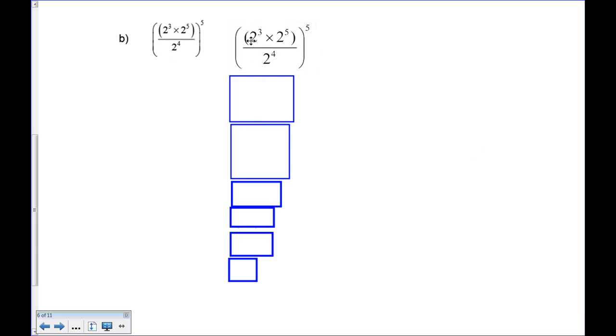So here's our question. My first job is 2 to the 3 times 2 to the 5. When you multiply powers that have the same base, we simply add the exponents. So 3 plus 5 giving us 2 to the 8.